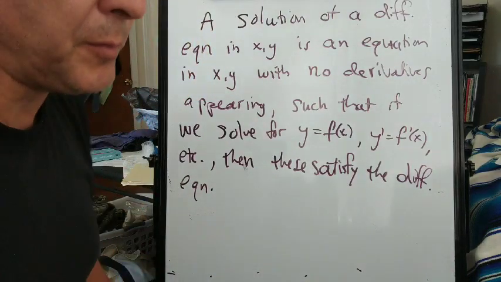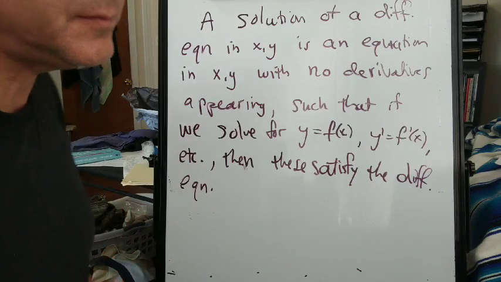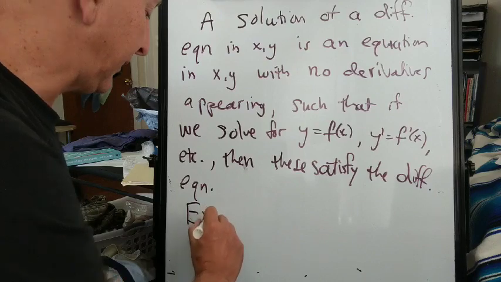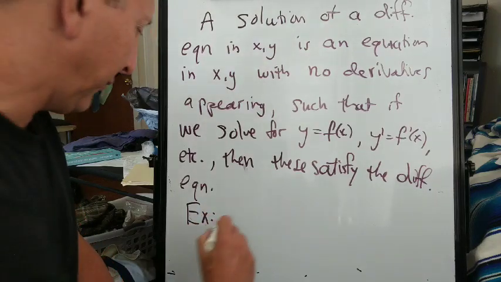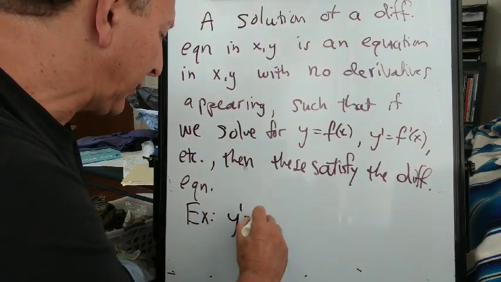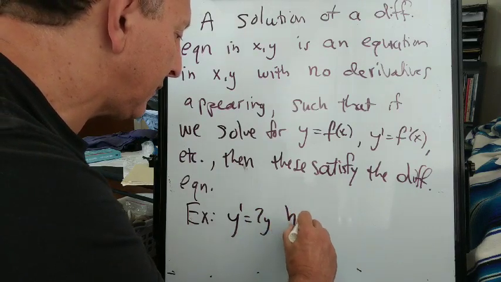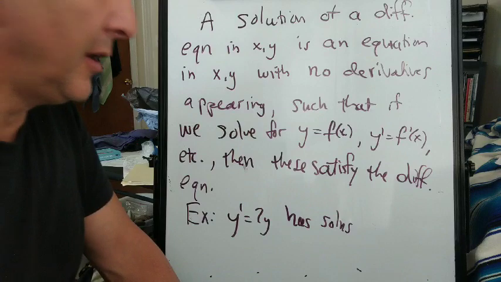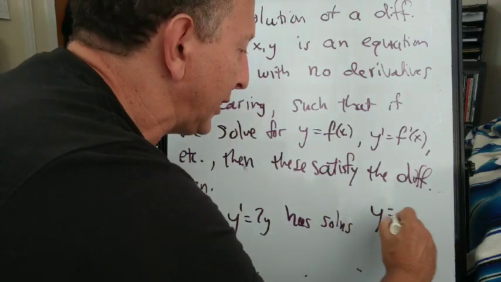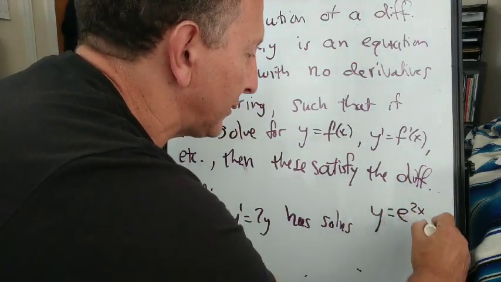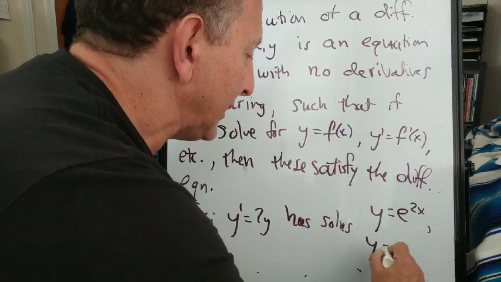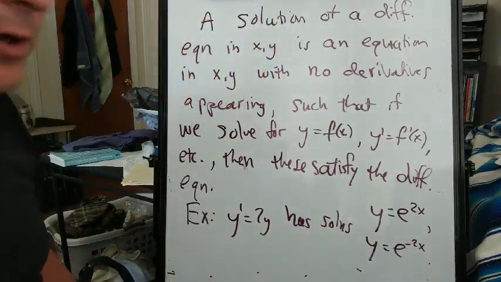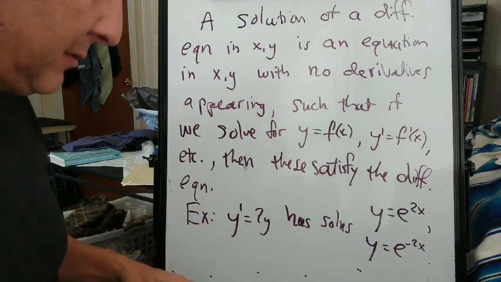So, for example, let's take the first order differential equation I put up before. y prime equals 2y has solutions. I found that y equals e to the 2x is one solution. y equals e to the negative 2x is another solution. There's even more than that, but let's look at these.